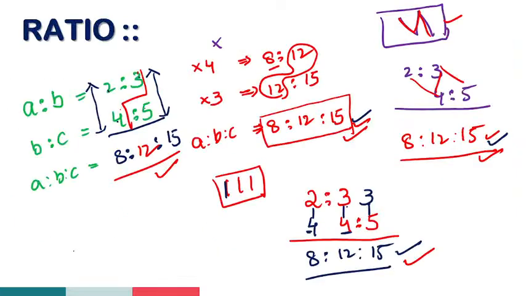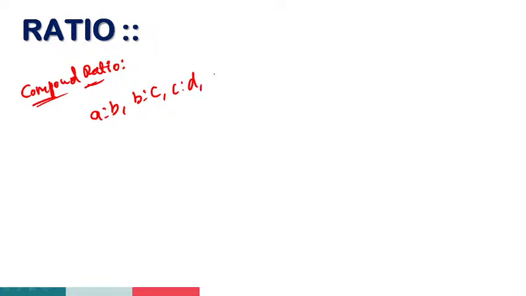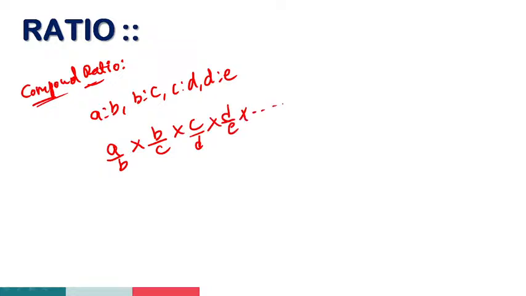And coming to the next point, guys, here, one second, I got space, take a note. Next point, compound ratio. For example, the question like this: A is to B comma, B is to C comma, C is to D comma, D is to E. The compound ratio is A is to B can be written as A by B into B is to C can be written as B by C into C by D into D by E and so on.